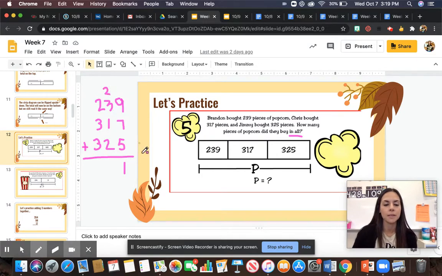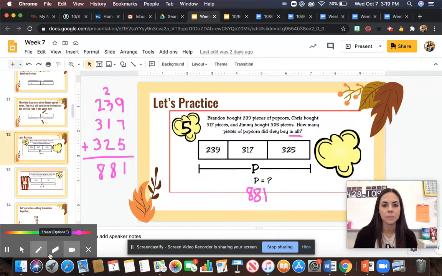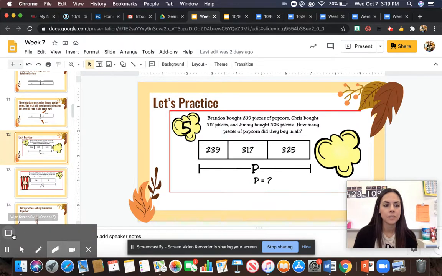Okay. Now I have 4 numbers to add. 2 plus 3 plus 1 plus 2. Okay. For me, I'm going to start with my doubles. 2 plus 2 is 4. Okay. 4 plus 1 is 5. And then 5 plus 3 is 8. I don't have any regrouping there. And then the hundreds place. 2 plus 3 plus 3. 3 plus 3 is 6. 6 plus 2 is 8. So the amount of popcorn that they bought in all was 881 pieces. Okay, 881 pieces. All right, let's do another one.